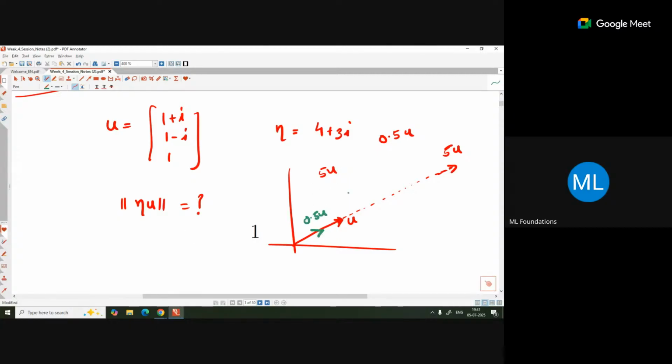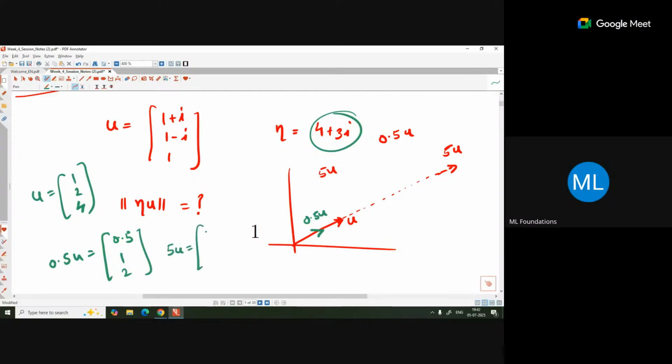Is that fine? So like this, you have scaled this vector. Again, suppose your vector is 1, 2, 4. 0.5 of u is what? 0.5, 1, and 2, right? 5 times u is how much? It is 5, 10, and 20. And what is the length of u? It is the square root of 1 plus 4 plus 16, right?